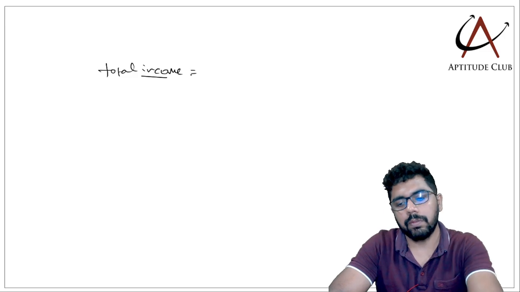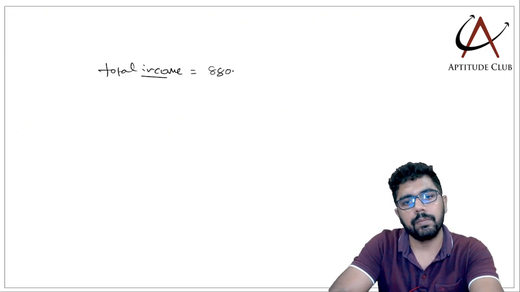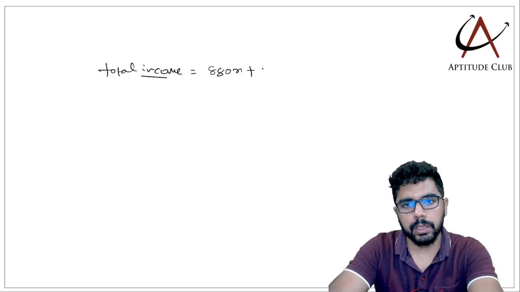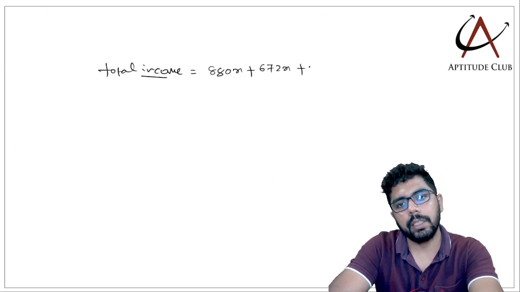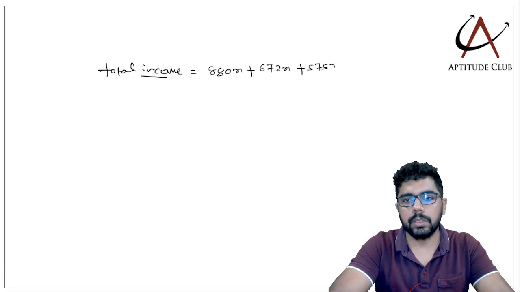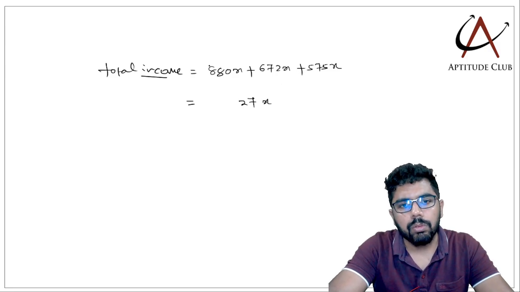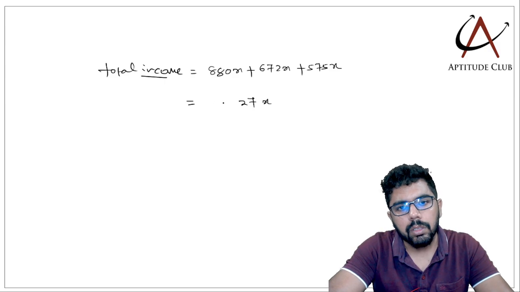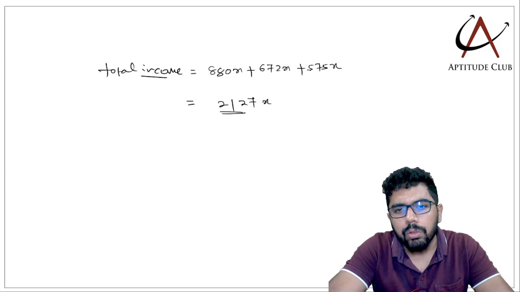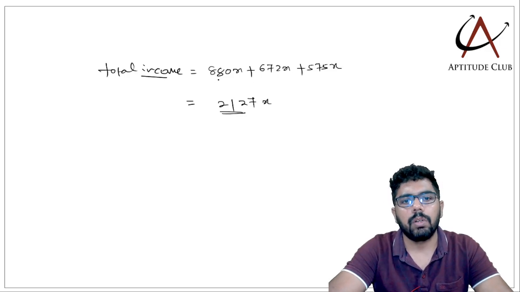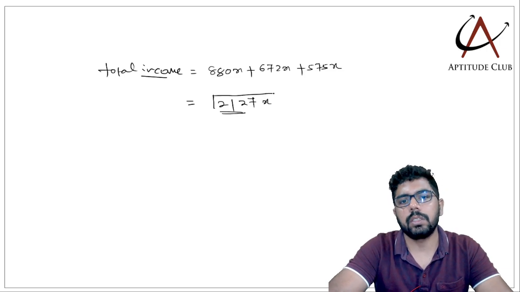Total income here is, for Kamal, 880, and for Amal 672. Then for Bimal it is 575. So 2 plus 5 is 7, and then 8, 7, 15 and 22. Then 2 plus 8, 10, 16, 5, 21, 2127. Check, did I do it correct? 2 plus 5 is 7, then 7 plus 7 plus 8, 22. Then carry 2, correct, 2127x.